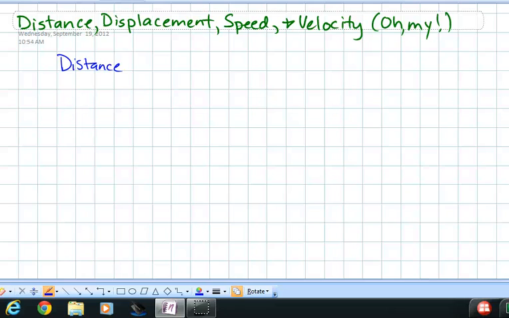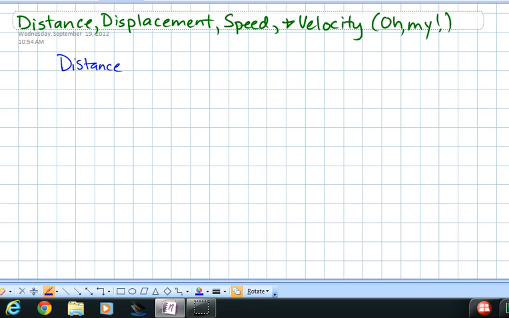Okay, welcome back everyone. So in this video we're going to be talking about some important vocab terms regarding motion. We're going to talk about distance, displacement, speed, and velocity. And depending on what your book says, you might have slightly different variables that are used. It's important to take a look and just see what the book says.